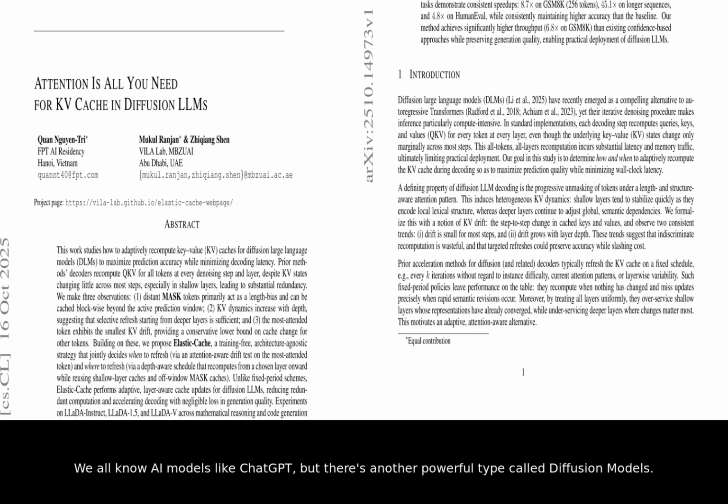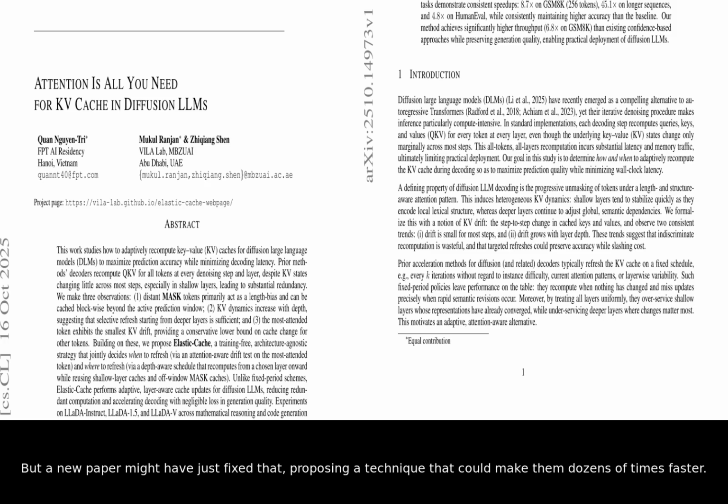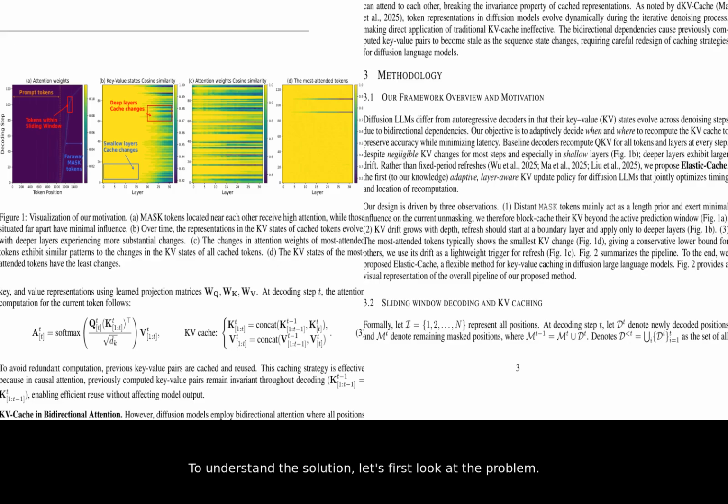We all know AI models like ChatGPT, but there's another powerful type called diffusion models. Historically, these diffusion models have been incredibly slow, almost like trying to watch a movie one frame at a time. But a new paper might have just fixed that, proposing a technique that could make them dozens of times faster. The paper is called Attention is All You Need for KV Cache in Diffusion LLMs, and its solution is brilliantly simple. To understand the solution, let's first look at the problem.